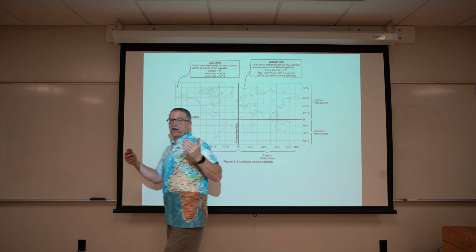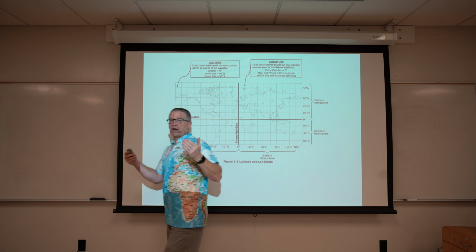You have the map of the Earth here, and then you have this grid system that helps you identify where things are. So you have the equator here, and these lines that are parallel to the equator, those are your latitude lines. So you have north of the equator, south of the equator. These lines here are your longitude lines. And your 0 is what's called the prime meridian, which goes through Greenwich, England.